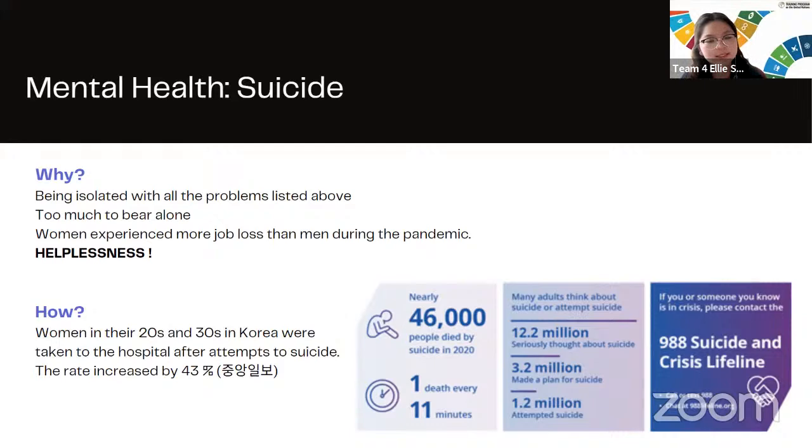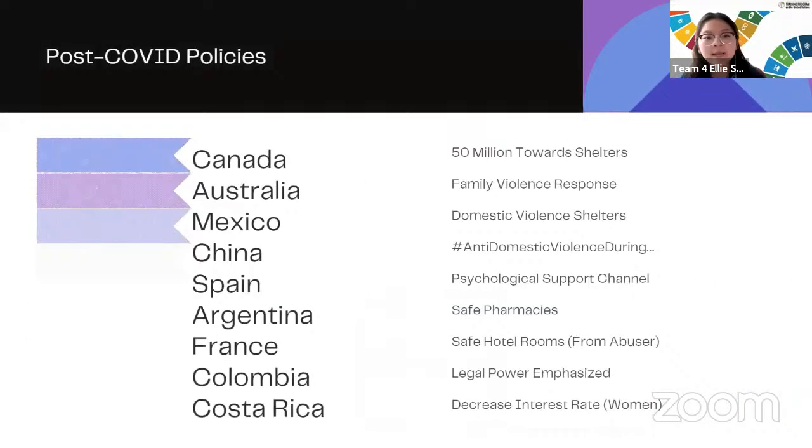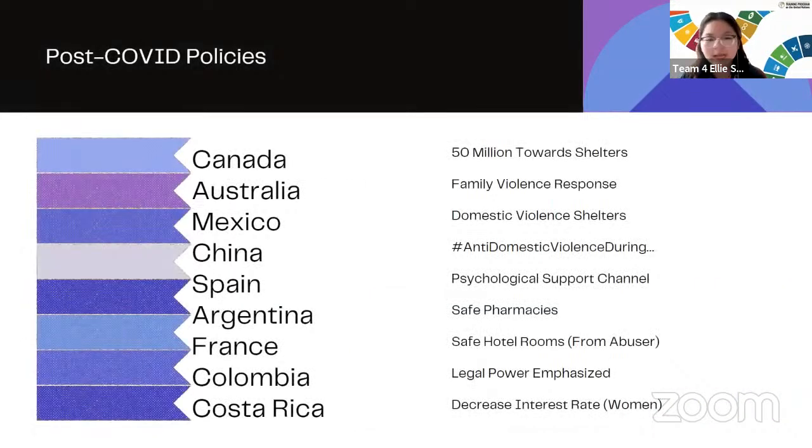However, instead of ending this on a dismal note, I want to take a look lastly at the policies by the government and by the citizens. Now, this was enacted by Canada, Australia, Mexico, China, Spain, Argentina, France, Colombia, and Costa Rica, and even more countries. However, instead of focusing on what the government did, I want to focus on one particular example of what the citizens did. Now, take a look at China.